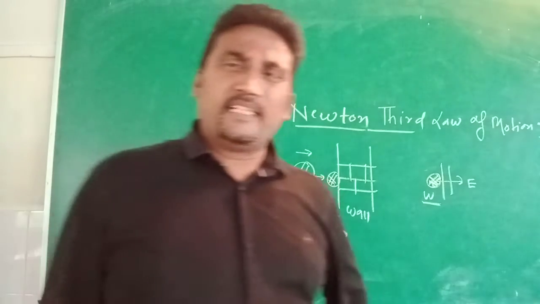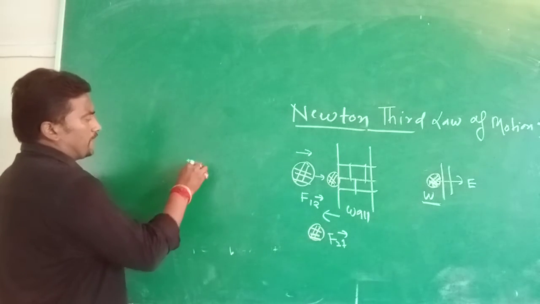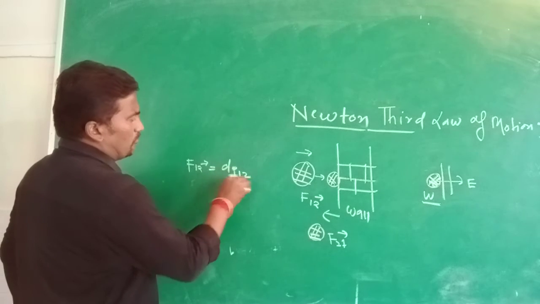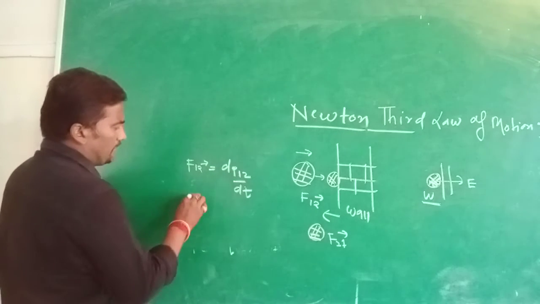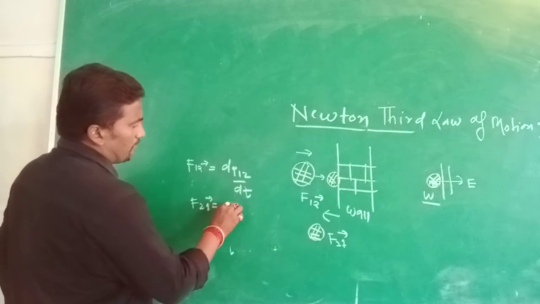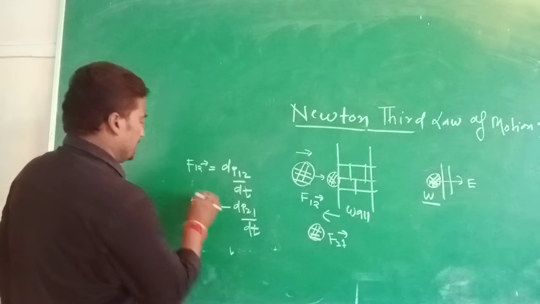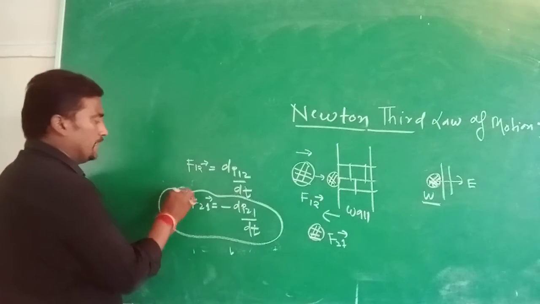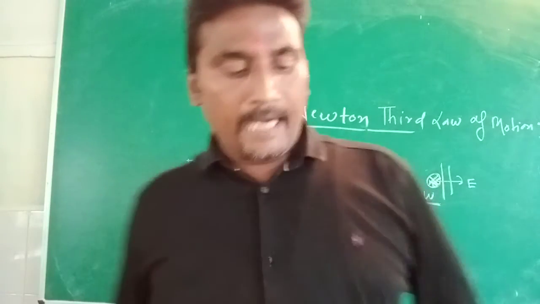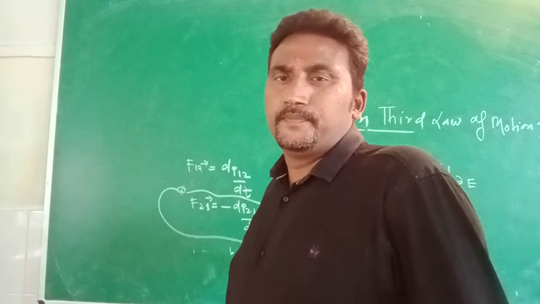It is mathematically represented in the form of calculus as vector F12 equal to dp12 upon dt, and F21 equal to minus dp21 upon dt. We observe many examples of Newton's third law.